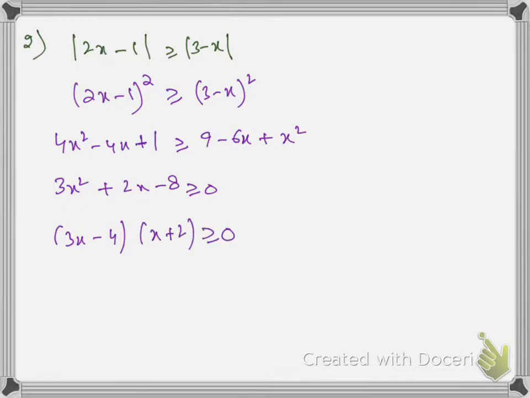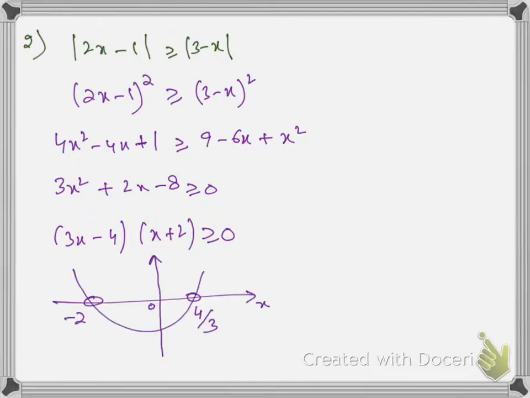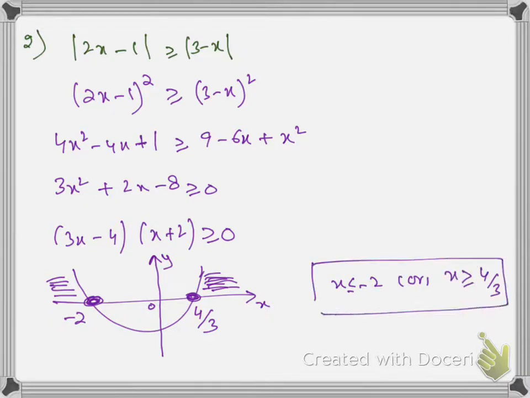Now we have to make a sketch to write the solution of this inequality. According to the sign of inequality in the answer, the required region would be this and this. These would be the required region, and the solution would be either x less than or equal to minus 2 or x greater than or equal to 4 upon 3 according to this sketch, and this would be the final answer. There is no need to check the answer since we had modulus on both the sides.